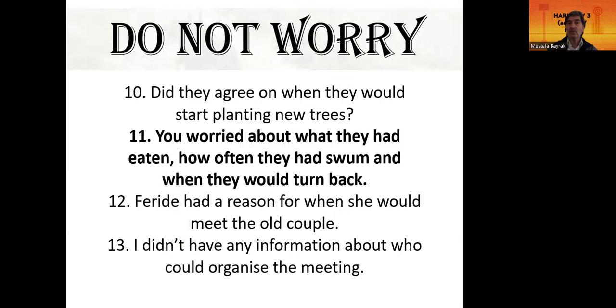11, you worried about what they had eaten, how often they had swum, and when they would turn back. Feride had a reason for when she would meet the old couple. Or Feride had a reason yesterday for when to meet the old couple.